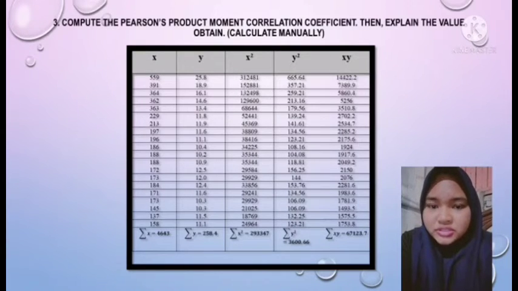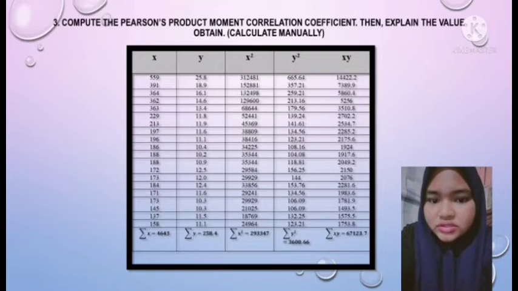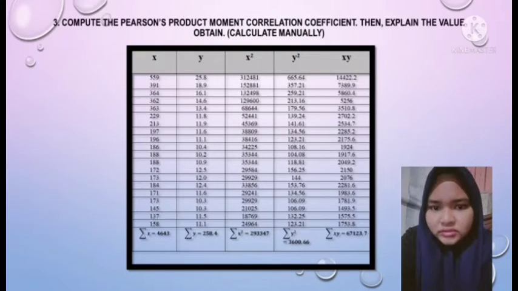I will continue with question number 3. Compute the Pearson product moment correlation coefficient. Then explain the value. That is the table. X is the number of estates. Y is the total number of paid employees during the last pay period. I will take the total sum of x, y, x squared, y squared, and xy.